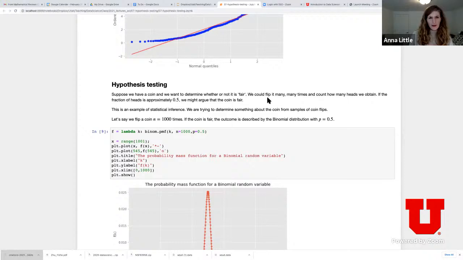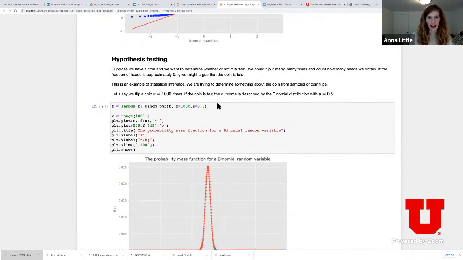Or how far away from 0.5 should it be in order to have strong evidence the coin is unfair? Okay, so this is an example of statistical inference. We're trying to infer about the coin from a sample of coin flips. And if you want to relate this to a population, think of the population as what would happen if you just kept flipping the coin an infinite number of times. But we're not doing infinite coin flips. We're only doing it for a fixed n.